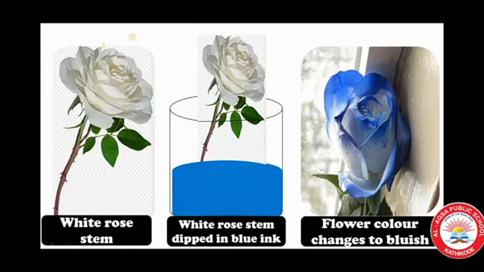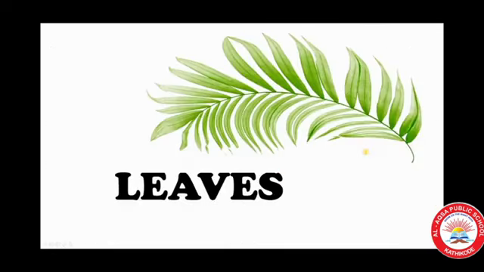Next one, we have to take a white rose stem and dip it in blue ink, and the next day we can see the white flower changes to bluish. Here also the stem conducts that blue water and it reaches the flower.